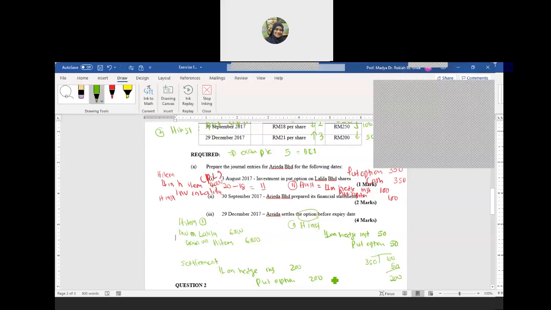Okay, that is what we have for the settlements. Debit loss on settlements of the instruments, and then credit your put options. That is what you have when you settle the options before the expiry dates.